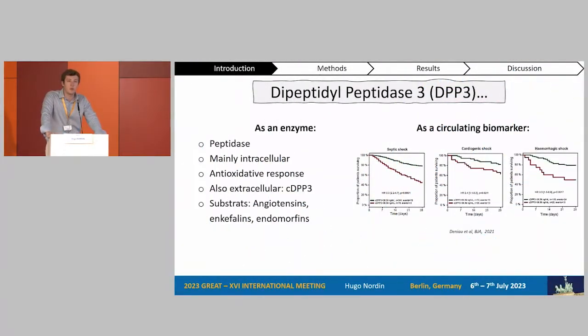A very quick reminder, you've seen these slides already. DPP3 is an enzyme, mainly intracellular. It helps the cell produce antioxidative stress proteins, but it can also be found in the circulation, as cDPP3 it will be called in this presentation. My colleague showed earlier these exact same graphs, but it seems to be predictive of poor outcome when high in acute critically ill patients.